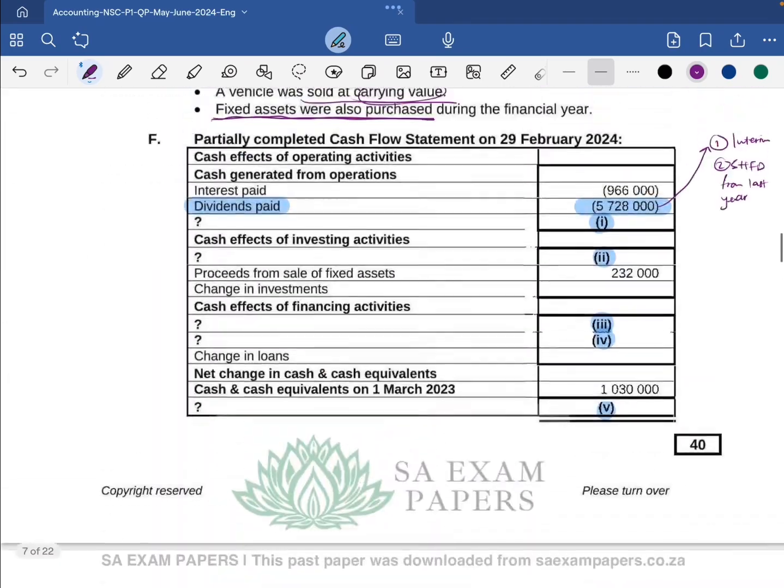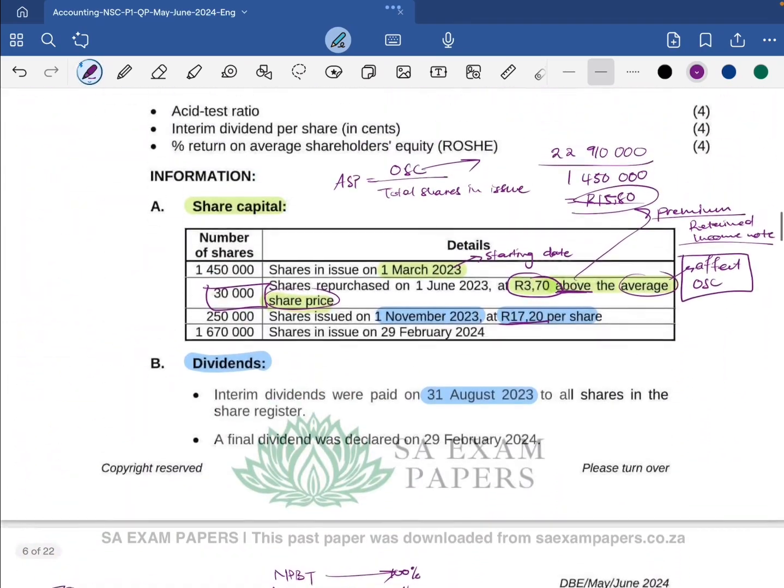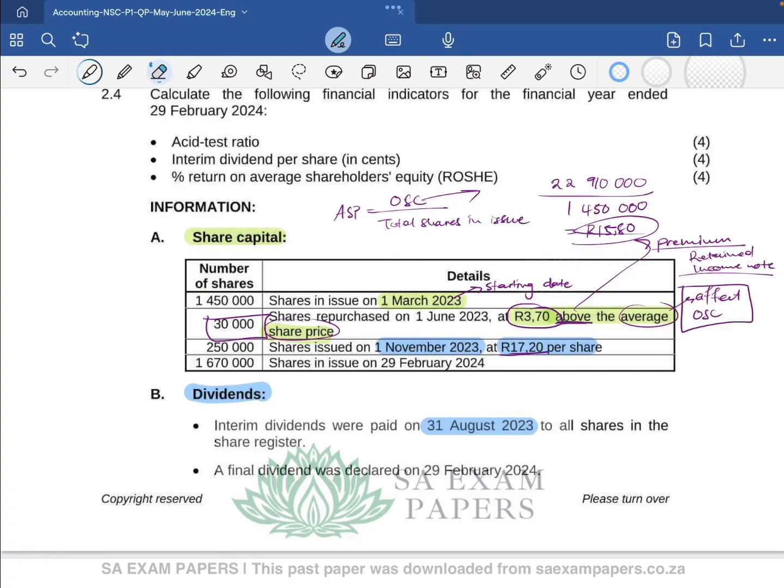If you're confused, once again, the ordinary share capital is what we're using to calculate our average share price. It's our ordinary share capital divided by our total shares that were issued. So our average share price, we're calculating it the moment before we do the repurchase. Okay, so that's before we've done the repurchase, we determine our average share price.